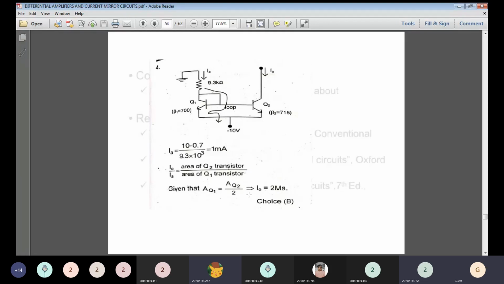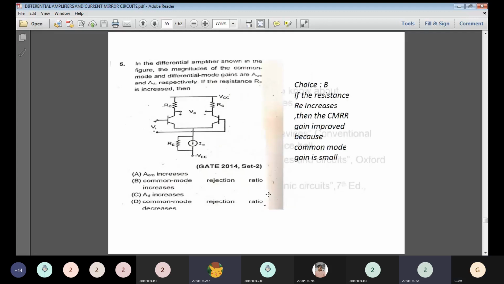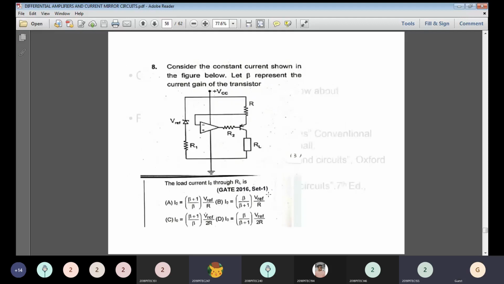Okay, so I naught is equal to what? 2 milliamps. That is twice, right? So the I naught value is equal to twice the reference value. So the output current is nothing but twice the value of the reference current. So we are getting 2 milliamps for this question. Okay.